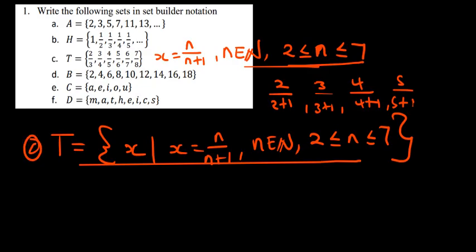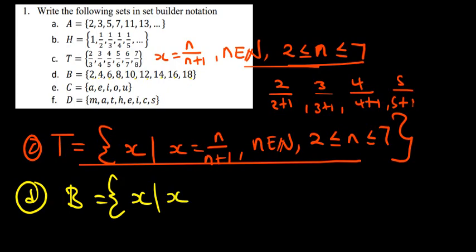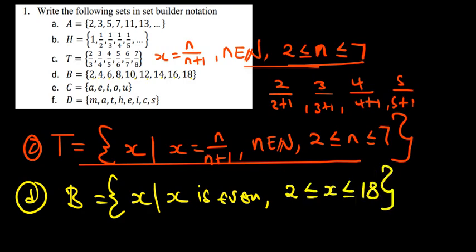Let's find D. Okay, so D is very simple. So D, we are going in twos. So that is 2, 4, 6, 8, 10, 12, 14, 16, 18. So those are just even numbers between 2 and 18. Okay, so we are going to say set B is a set of all x's such that this x is even, and the x is between 2 and 18. Okay, so this is one way of representing it.